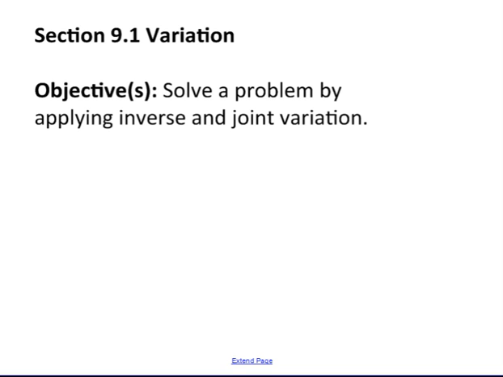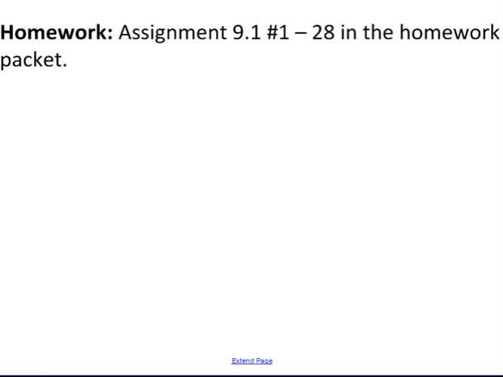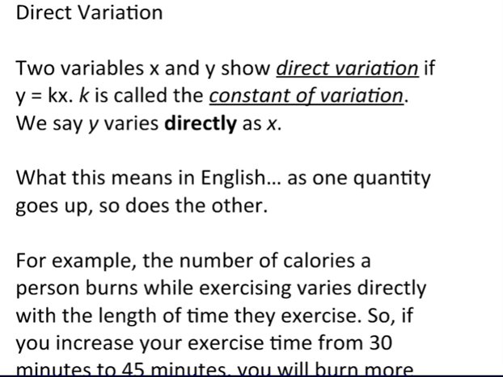This is section 9.1. We're going to be talking about variation. The homework for this section is 1 through 28. Before we get started, let's talk some definitions here.